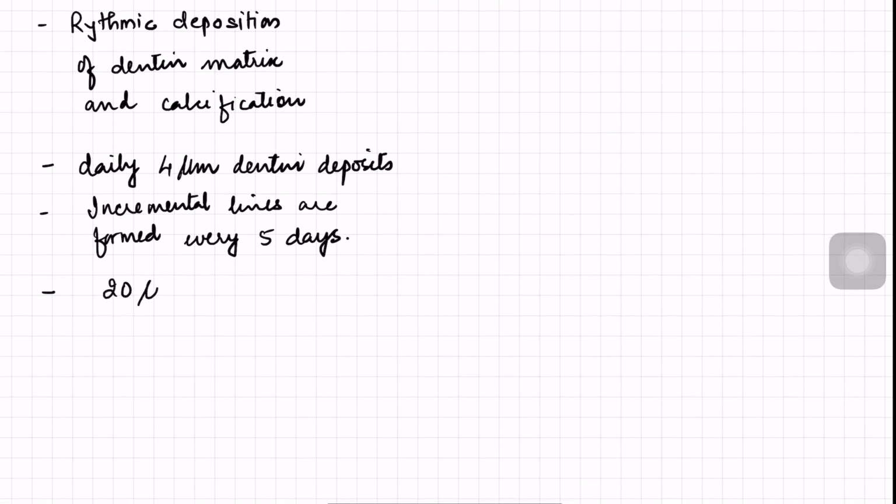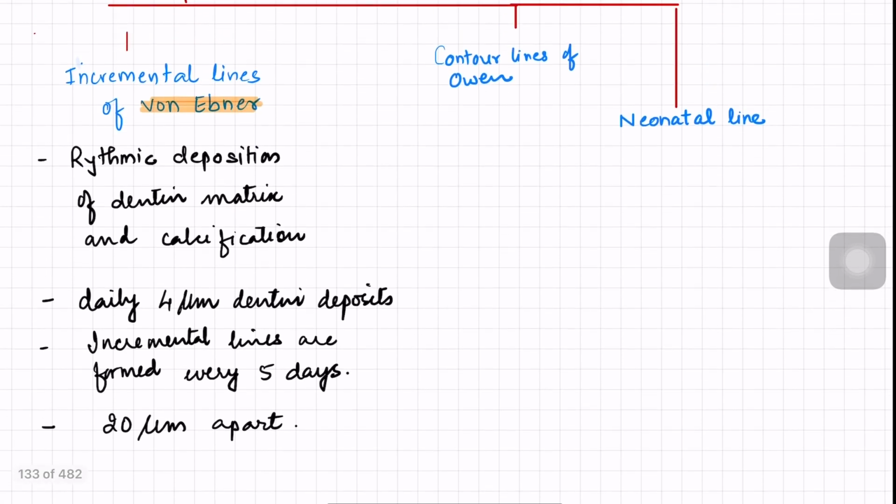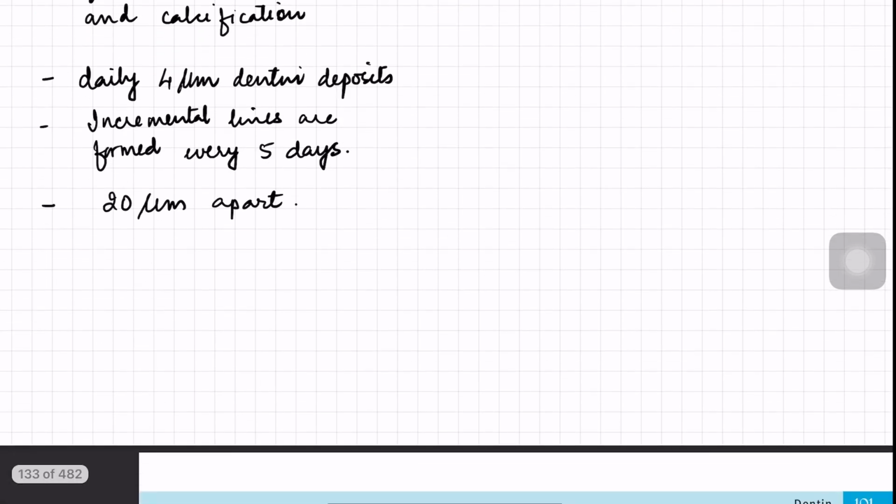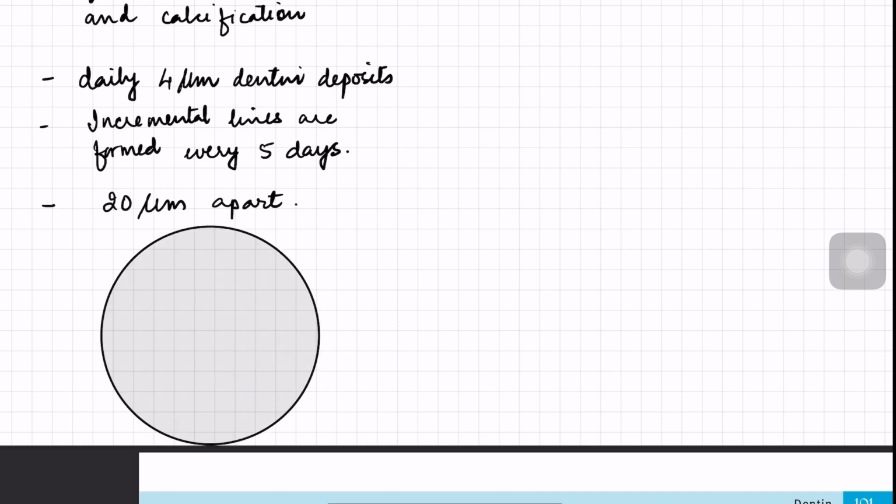And these incremental lines are formed every 5 days. Okay, so we can say that they are 20 micron meter apart. Each incremental line has a distance of 20 micron meter between each other. Okay, let us see the diagram.